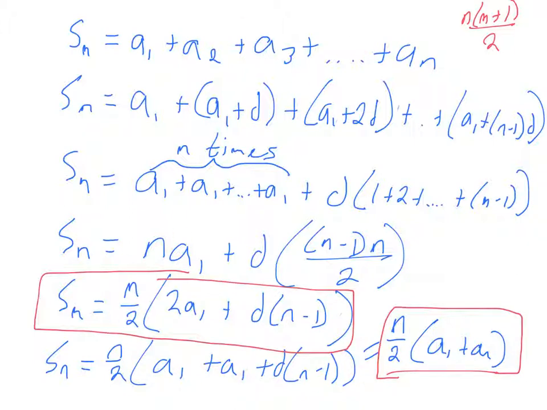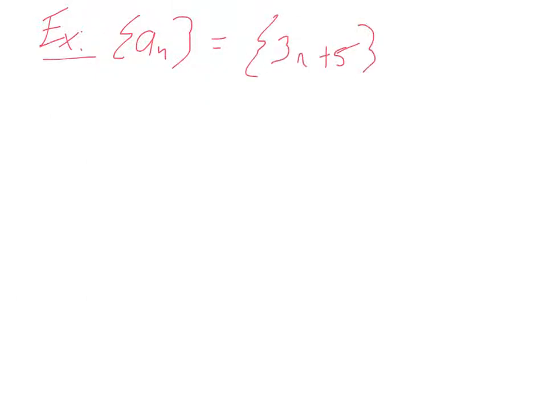All right. So for example, let's say we have the arithmetic sequence a sub n is equal to 3n plus 5. We actually, the other day, proved that one is an arithmetic sequence, and we could do that if we want to. Find the sum of the first n terms.